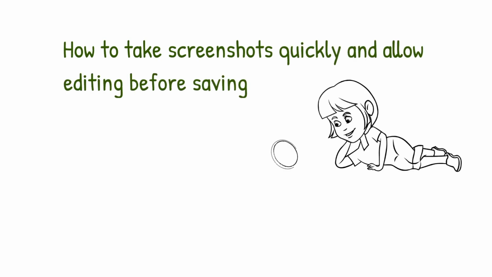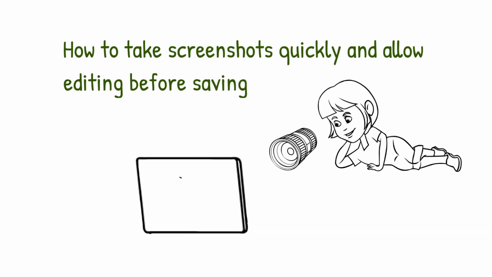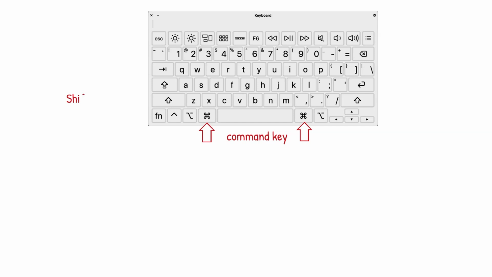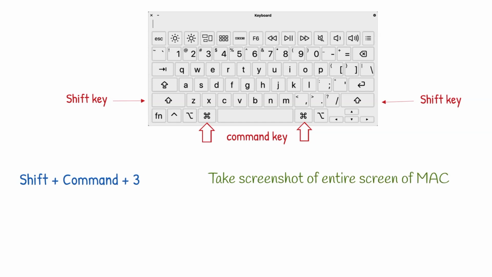Here comes the best part, taking a screenshot quickly and allowing editing before saving. When you work on a laptop, this is the most required thing you should know, that you can do quickly with the shortcut keys. For taking screenshots, you need to remember two keys, Shift and Command, and three numbers, 3, 4, and 5. So when you do Shift plus Command plus 3, you take a screenshot of the entire screen of the Mac.